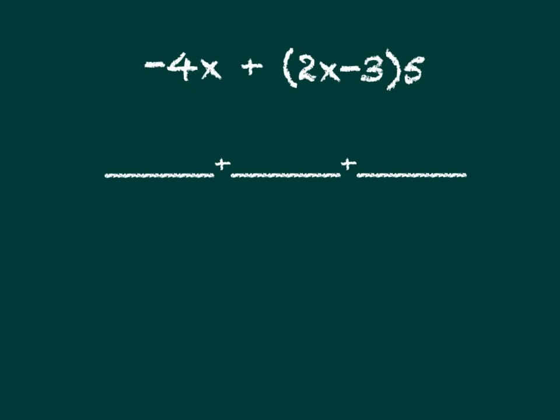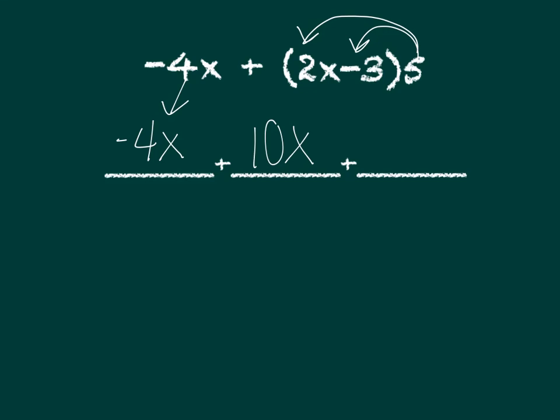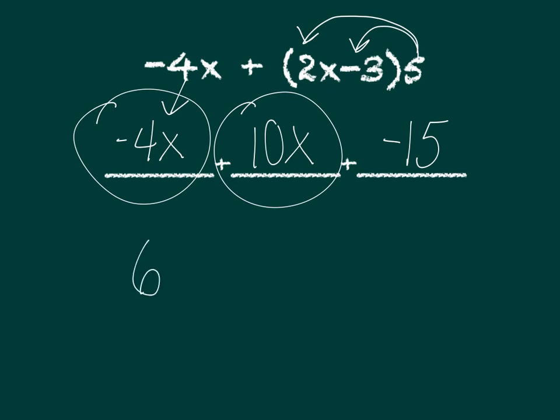Okay, and then we have one more example for the distribute and simplify. So we have our negative 4x, and we bring that on down. And then in this case, even though the 5 is behind the parentheses, it's still being multiplied by that quantity inside. So we have to distribute this 5 evenly, and we're going to do 5 to the 2x and 5 to the negative 3. And 5 times 2x gives us 10x, and then 5 times negative 3 gives us negative 15. And then finally our last step is to simplify, and so we're going to simplify the negative 4x and the positive 10x, and that gives us 6x, and then bring the negative 15 down. And there's your final answer.